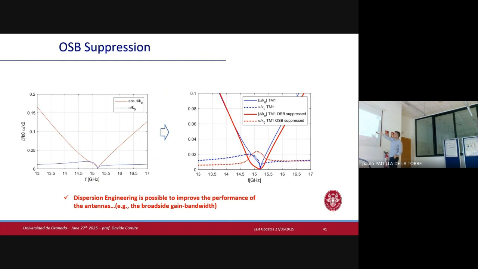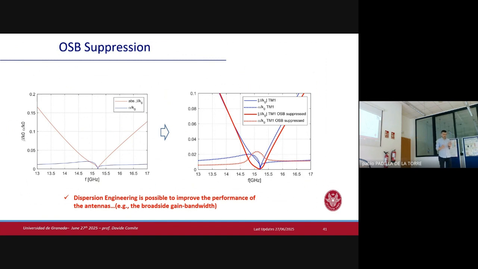Here, the red curve is the attenuation constant alpha of the structure where we introduced an asymmetry. So you get that alpha never goes to 0. In the blue dotted curve, alpha goes to 0. In this case, it never goes to 0. So we suppress the open stop band, but we want to increase the performance.